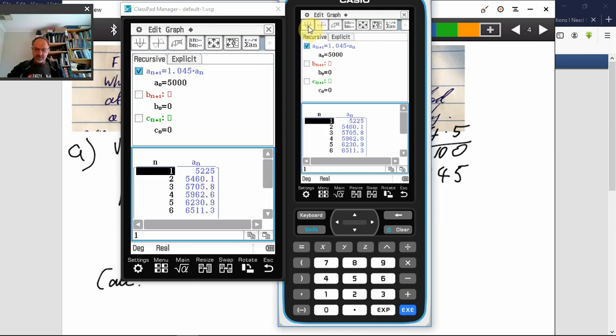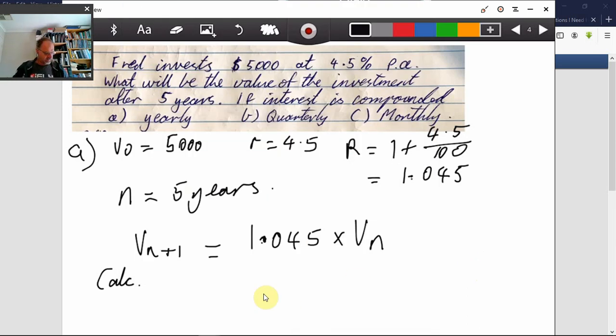So after 5 years, and remember N is the number of years, N is 5 years, so here we go, this one here, looks like he's got $6,230.90. So let's go back here. So V5 equals $6,230.90.